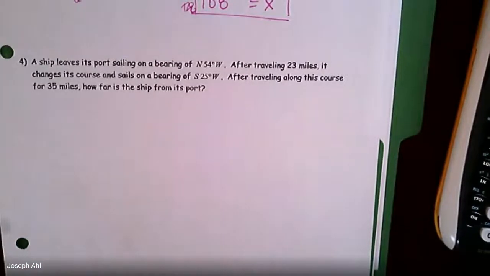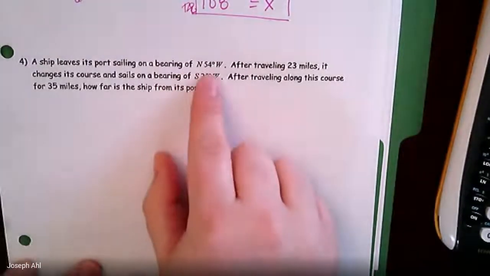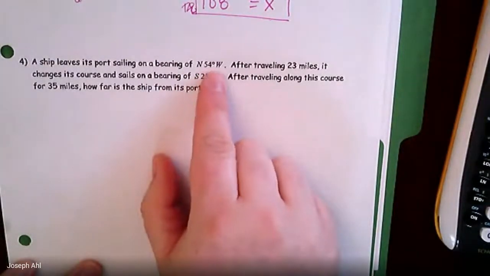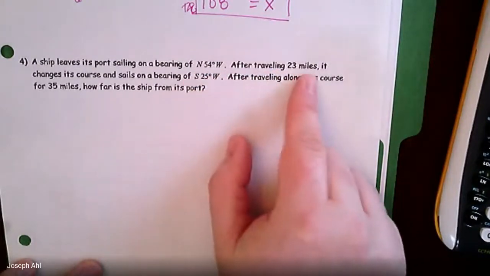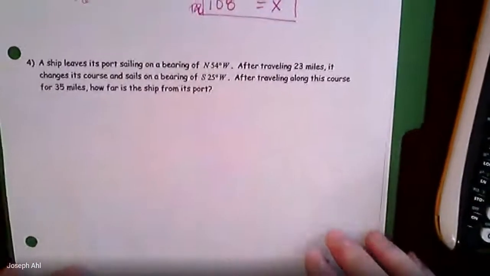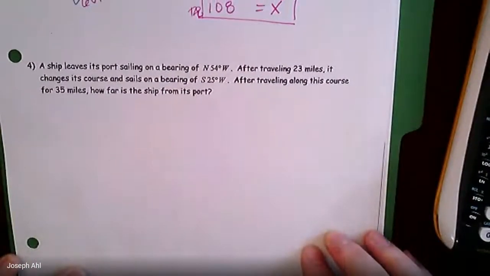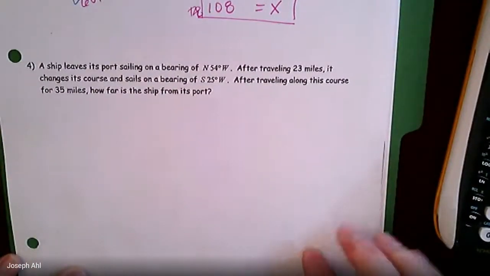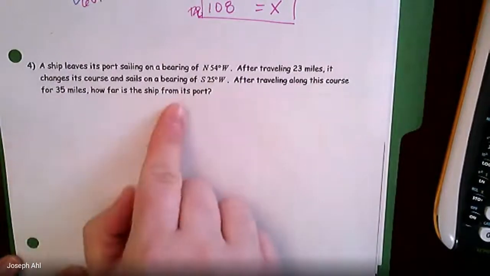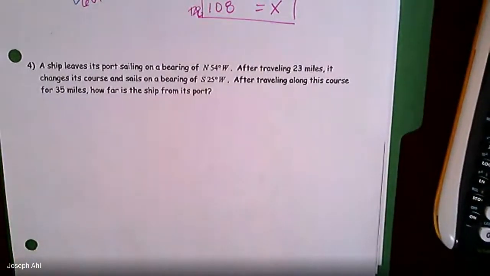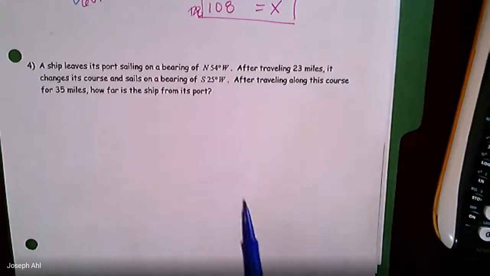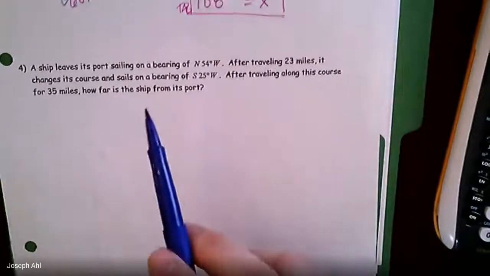Finally, a ship leaves its port, sailing on a bearing of north 54 degrees west. Boy, we never had west, I feel like, but we're going west finally. It travels 23 miles, changes its course to south 25 degrees west, and travels along that course for 35 miles. How far is the ship from its port? To make our diagrams as accurate as possible, I really think reading it through once is a good idea. Then maybe set up the picture the second time through.